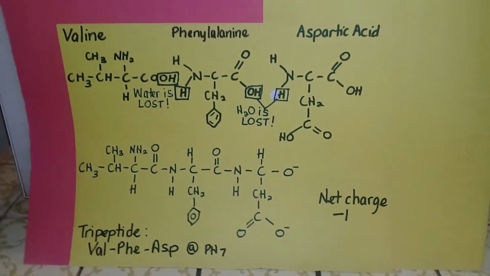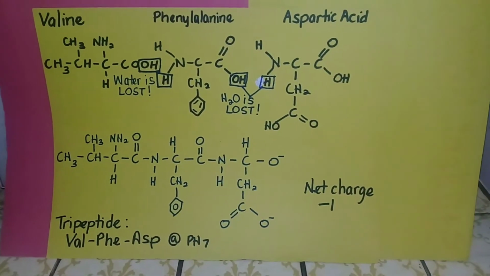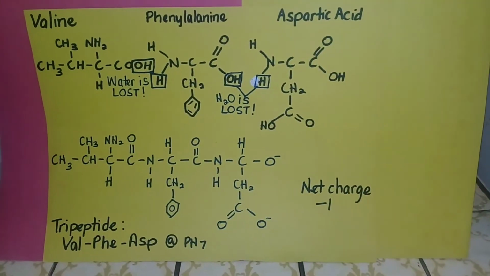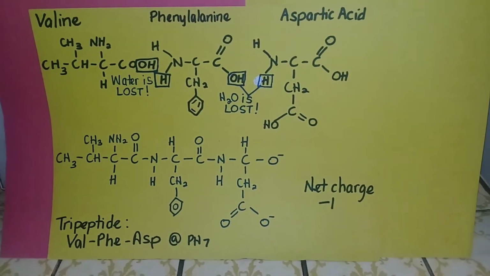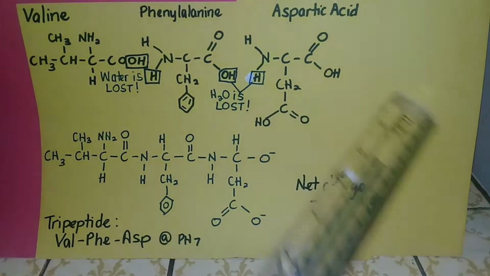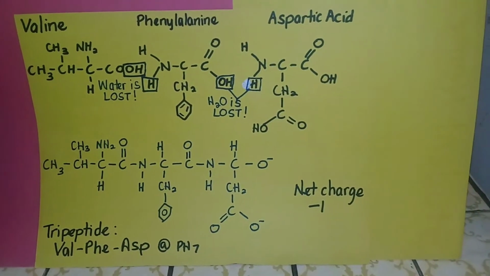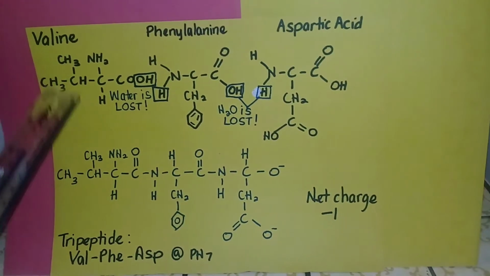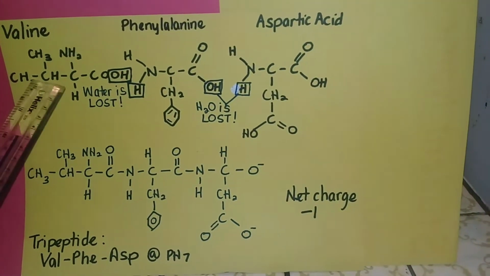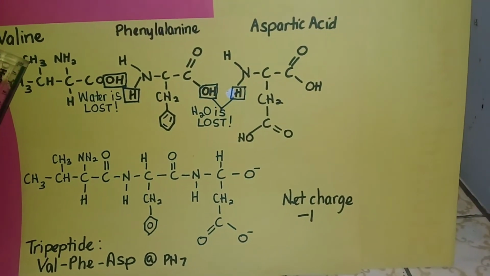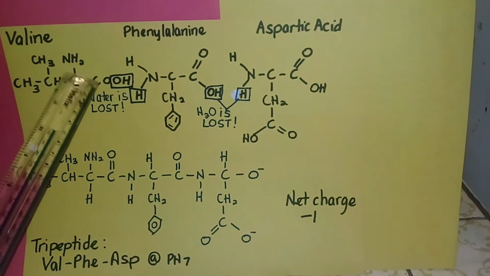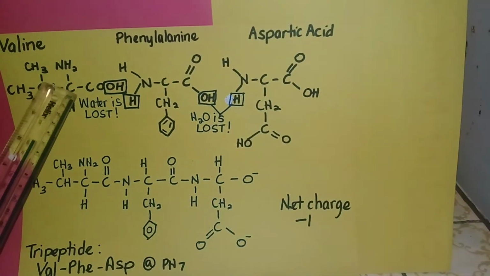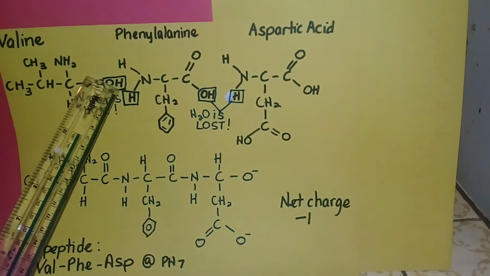So in this diagram here, I have valine, phenylalanine, aspartic acid. I'm going to show you how these 3 structures join together to form a tripeptide by peptide bonds. So let's look at valine. The structure of valine is CH. There's a CH3 bonded to it, a CH3 here. Then we have a carbon, NH2 here. We have a hydrogen here. Then we have a COOH.